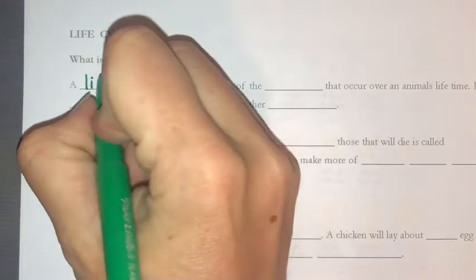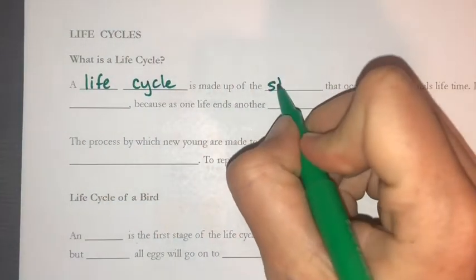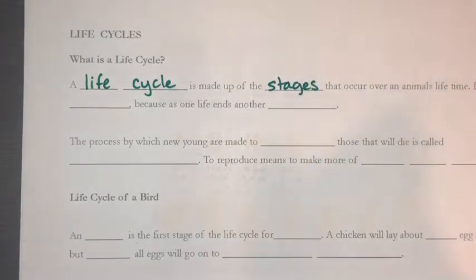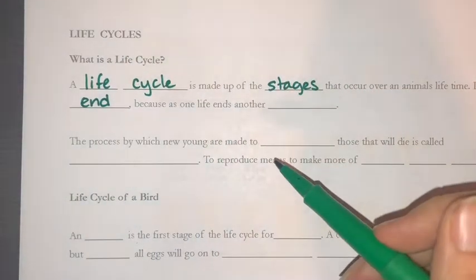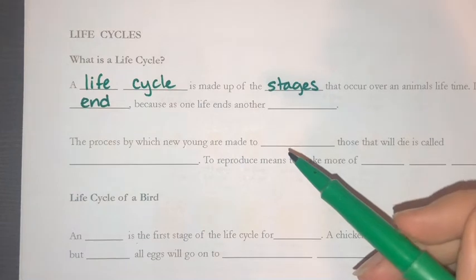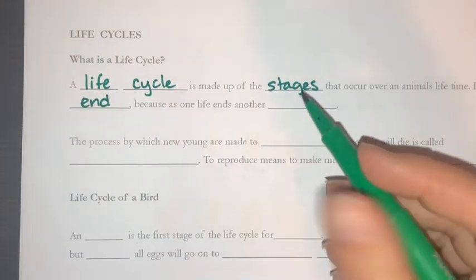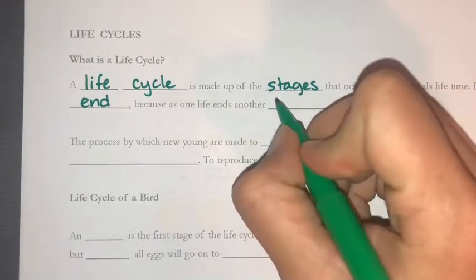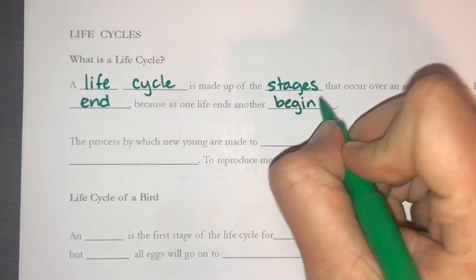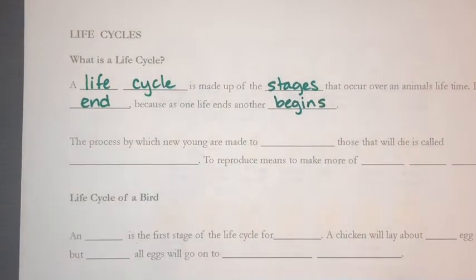So a life cycle is made up of the stages that occur over an animal's lifetime. It has no end, so we draw it as a cycle, because even though individual animals will die and their life cycle will end, oftentimes new organisms are being born at the exact same time, so other lives are beginning. So we tend to represent this as a continuous cycle.